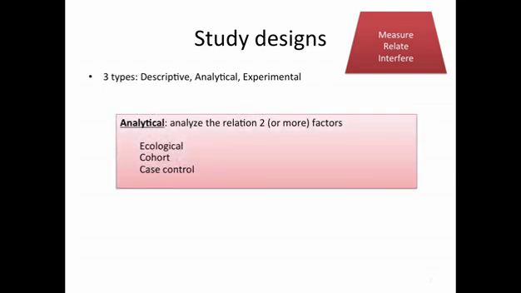Analytical studies aim to analyze the relationship between two or more variables. For example, between a risk factor such as cannabis and the development of a disorder such as psychosis. There are three types of analytical studies: ecological study, case control study, and cohort study. We will see these subtypes in more detail in the later part of this video.